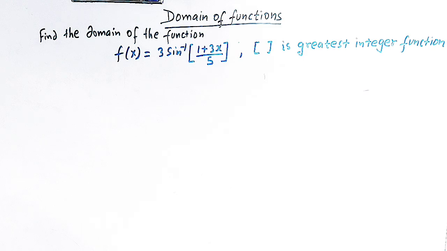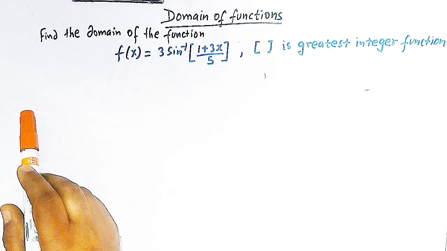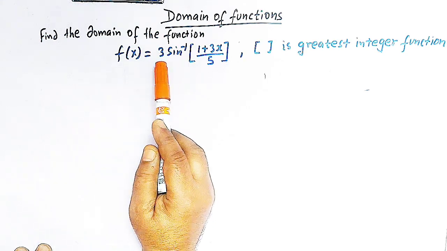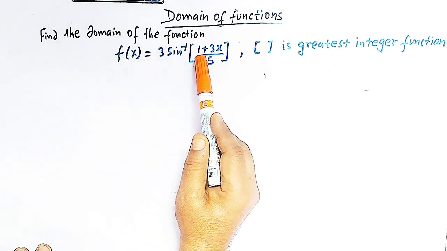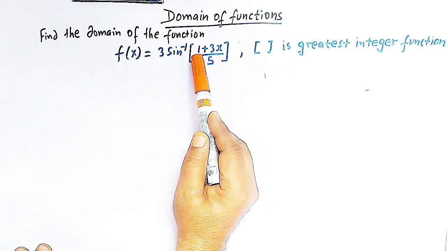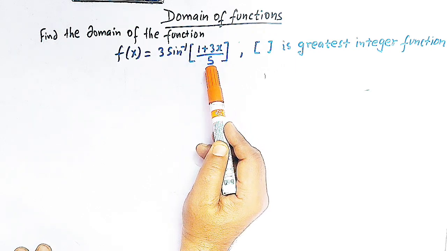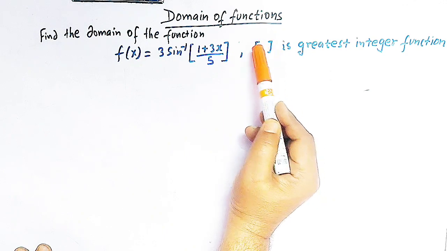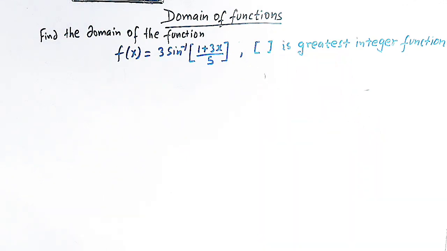Hello viewers, in today's session we are going to discuss another important and conceptual problem from the domain of functions. In this session we are going to find out the domain of the function f of x equal to 3 times sine inverse of the greatest integer of 1 plus 3x over 5. The square brackets denote the greatest integer function.